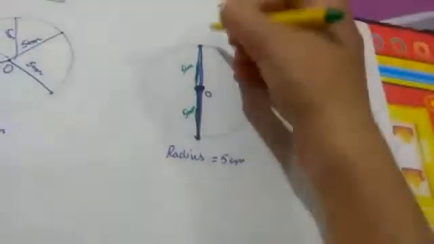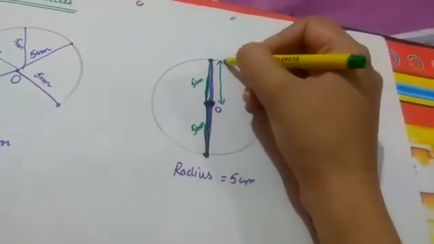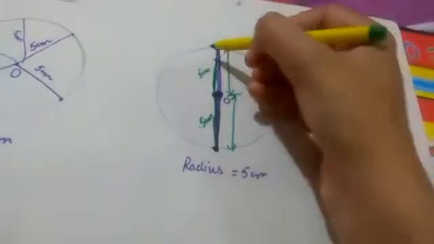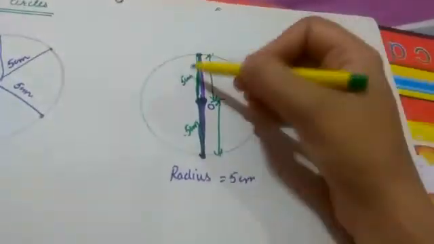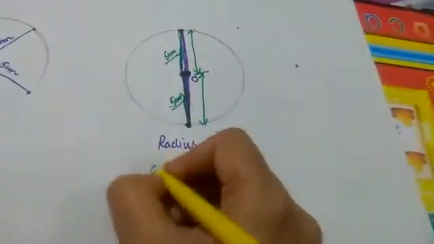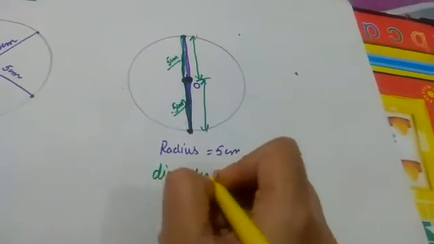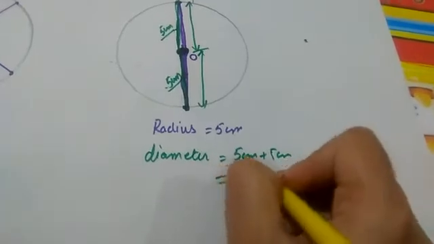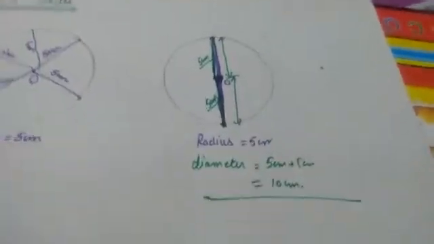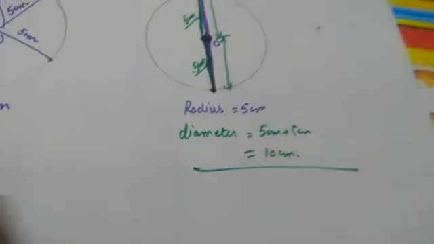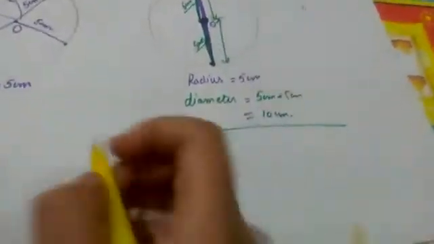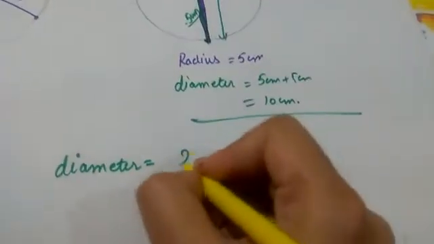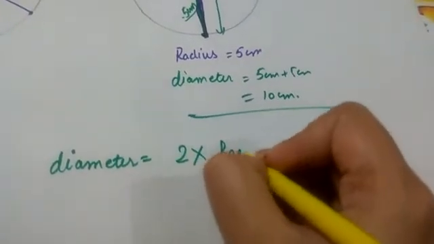So what is the diameter? We know this length is 5 centimeters. This length is also 5 centimeters. So the diameter is the full length, that is, this plus this. 5 centimeters plus 5 centimeters is equal to 10 centimeters. So there exists a relation between the radius and the diameter of a circle. And what is that relation? I am writing: diameter is equal to 2 multiplied by radius.